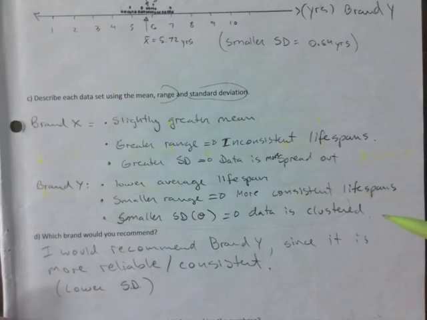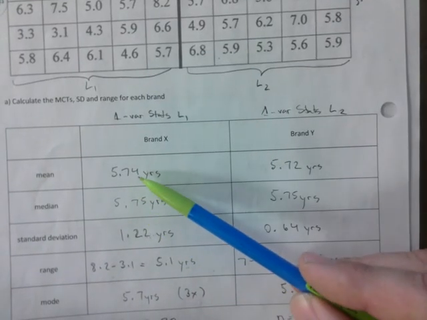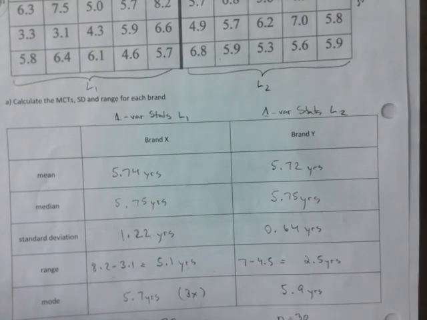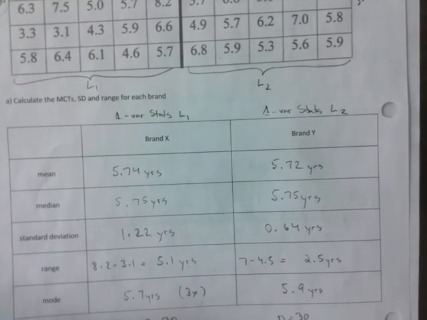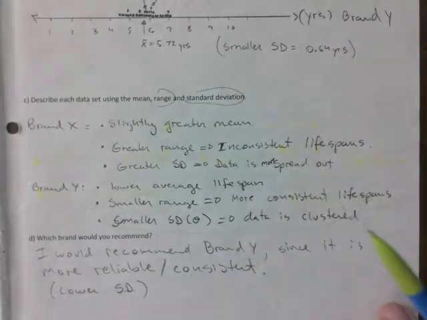What does a higher mean indicate? A higher mean, if you just want to talk about the mean, just means that the lifespan in general is a little higher. So which one of these two brands has in general a bit of a higher lifespan? Slightly. Brand X is slightly higher. Just slightly higher. In general, the lifespan is greater. But we see the inconsistency later on.